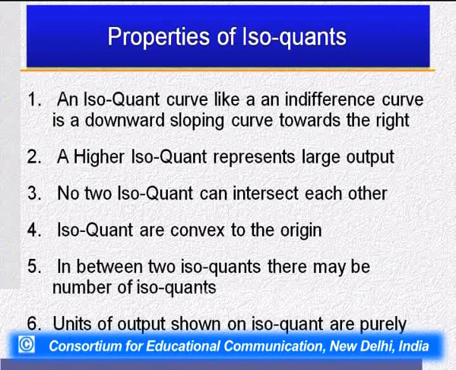We discuss that no two isoquants can intersect each other. Isoquants are convex to the origin, and in between two isoquants there may be a number of isoquants, and the units of output shown on an isoquant are purely arbitrary. So, these are the properties.